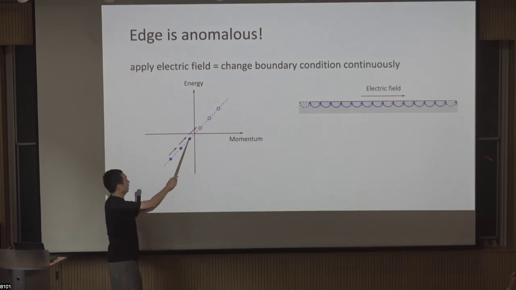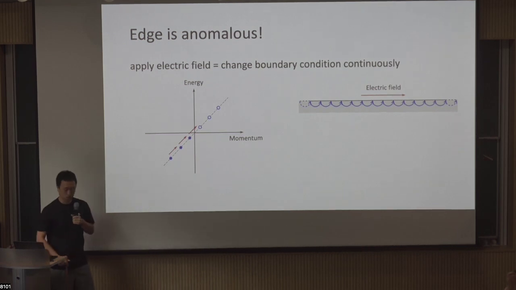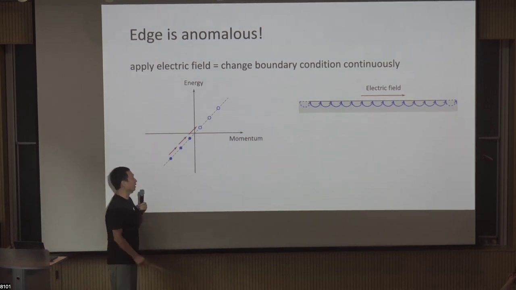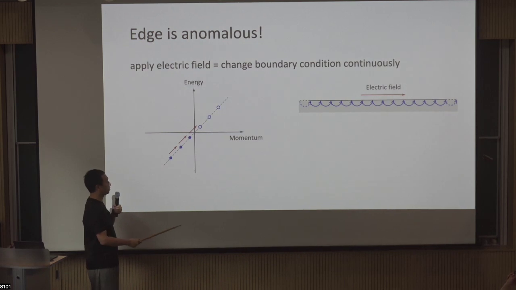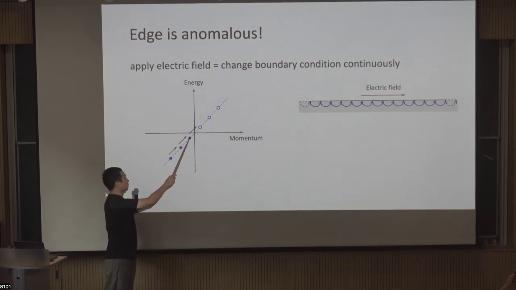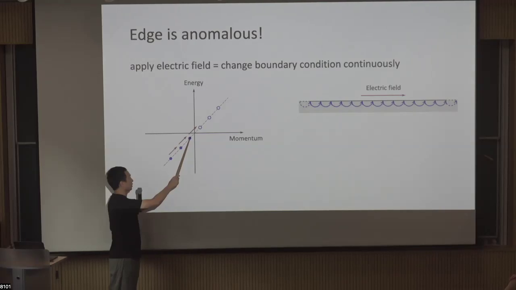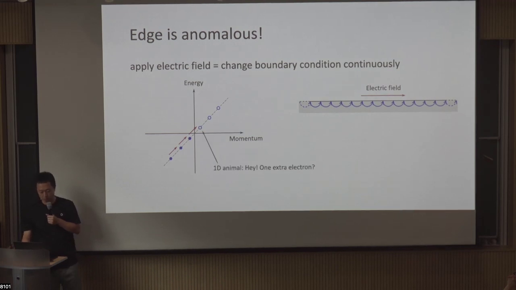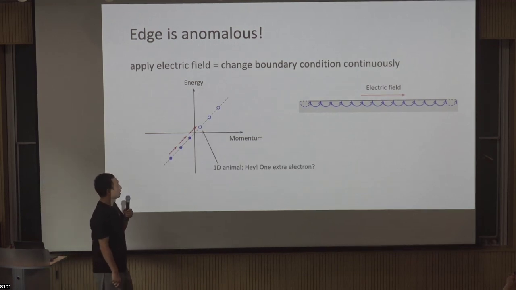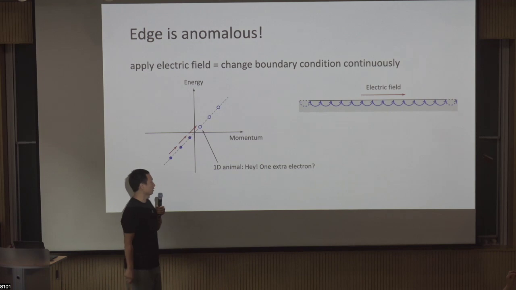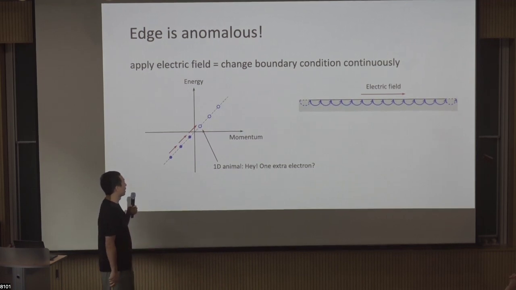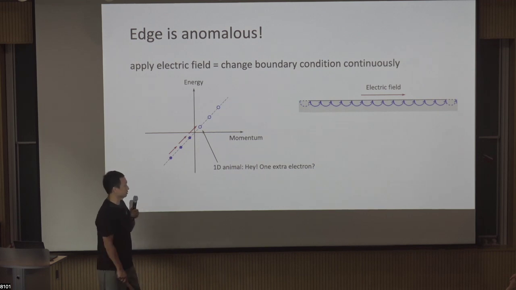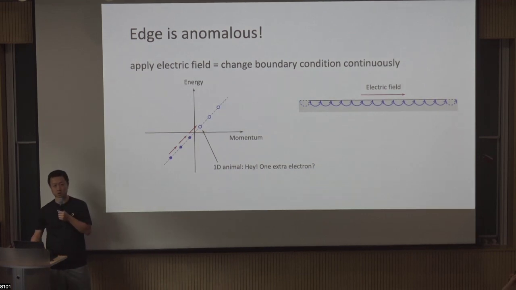And in the end, when the amount of time you apply the electric field happens to make the total change of boundary condition to be 2 pi, you will end up with the same Schrodinger equation, but the ground state will have an electron moving up, so we'll have an extra electron. So that's the anomalous phenomenon. You start with a classical equation of motion that preserves the charge, but when you try to apply an electric field on it, and when the amount is 2 pi, you get an extra charge. So for the 1D animal living on the edge, it got confused.